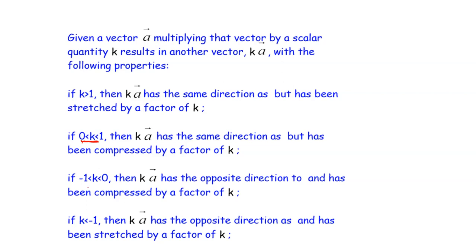If the k is somewhere between -1 and 0, then because it's a negative scalar, it means that the vector has changed direction and is going in exactly the opposite direction. It was going east, it's now going west. It was going north, it's now going south. It was going southeast, it's now going northwest. So it's the exact opposite direction.